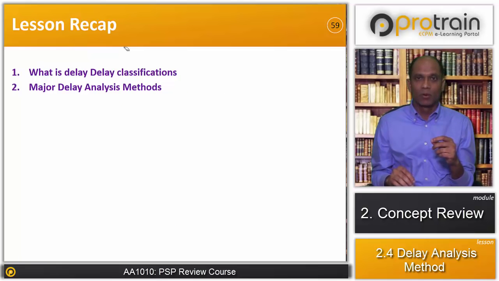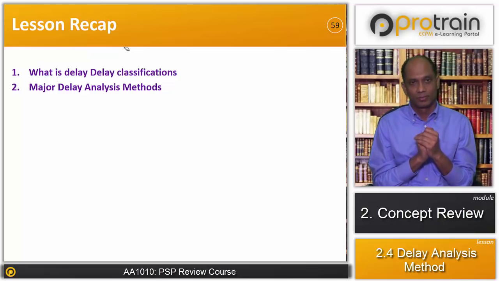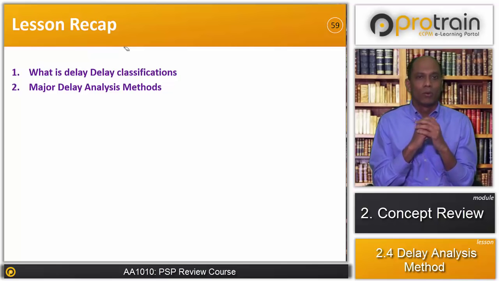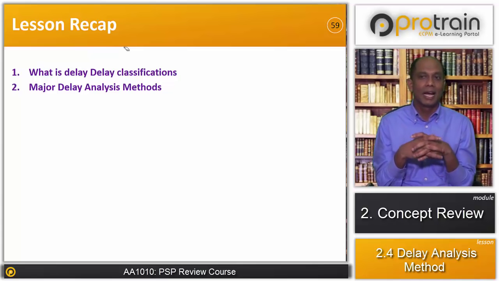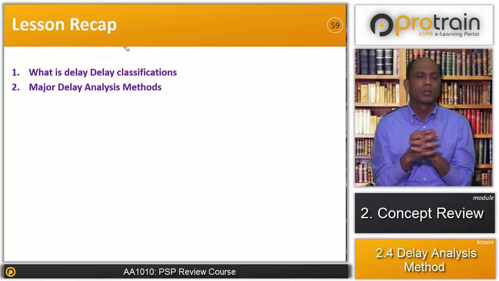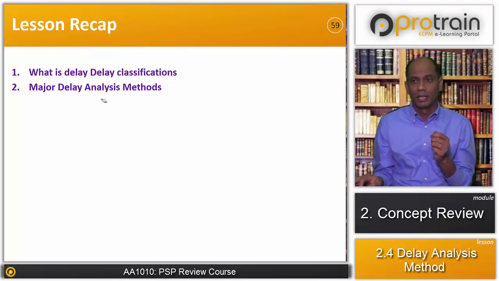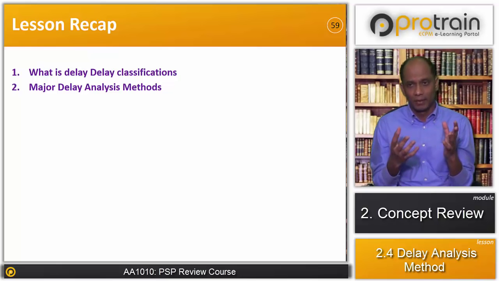and let's understand what we learned in this lecture. We learned what delay is. We understood that a delay is an act or event that extends the project duration. We also understood how delays are classified. We talked about the classification of delays: employer delay event, contractor delay event, compensable delay, non-compensable delay, critical delay, excusable delay, pacing delay, local delay, global delay, etc.